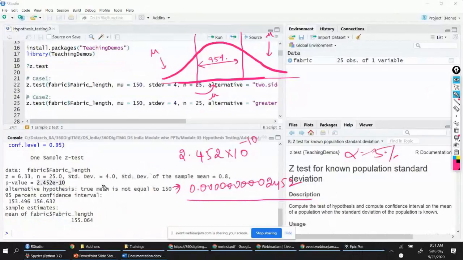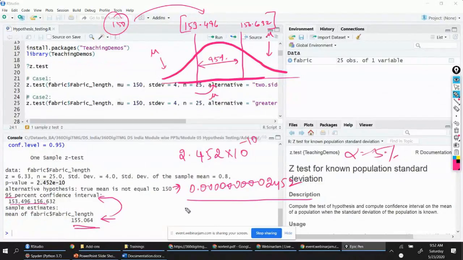So internally, it is calculating the mean. This is your point estimate. Using this point estimate, it calculates the confidence interval at 95%. So this is what you're getting. So your confidence interval in the diagram is 153.496 and 156.632. Right? This is your confidence interval, and we are verifying whether this interval will have 150 or not. Does that interval have 150? It doesn't, right? So your alternative hypothesis is correct here.